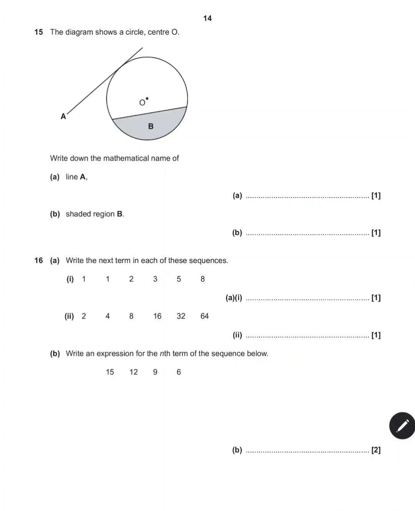Question 15, we've got 2 marks just for knowing what the parts of a circle are called. The first part, A, is just asking for this line A. That is a line that touches the circle but never enters it. That's called a tangent.